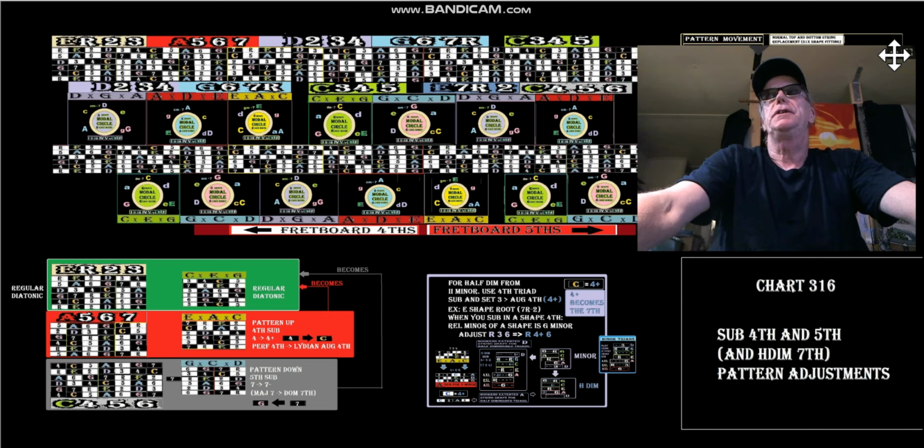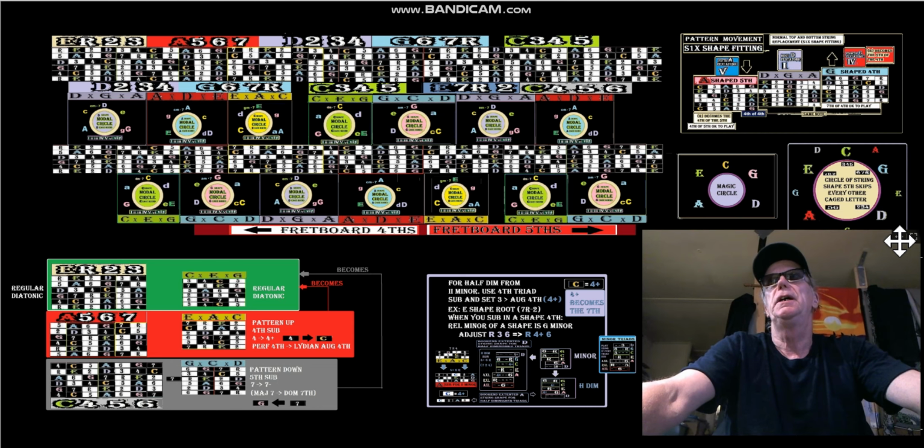We have chart 316, sub 4th, 5th, and half diminished 7th. We're not going to be talking too much about half diminished 7th, but the whole thing's about the 4th and the 5th. Once you get that technique down, the half diminished 7th, which we've covered in the past, and that was the real difficult one, now is going to fall right into place with the same technique if you want to do substitutions and pattern adjustments.